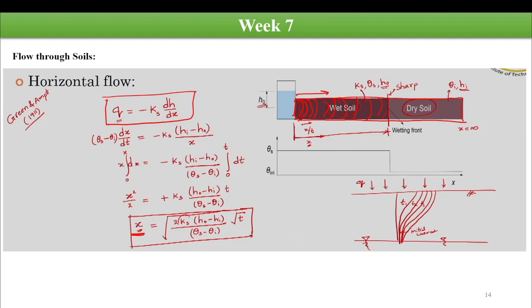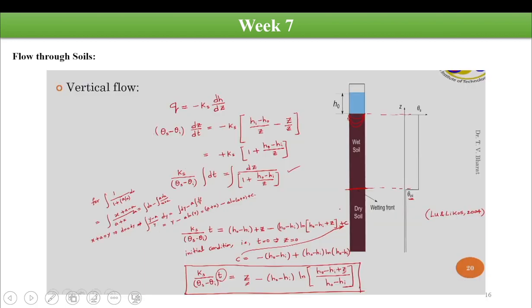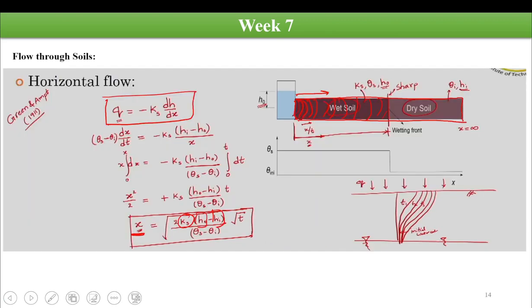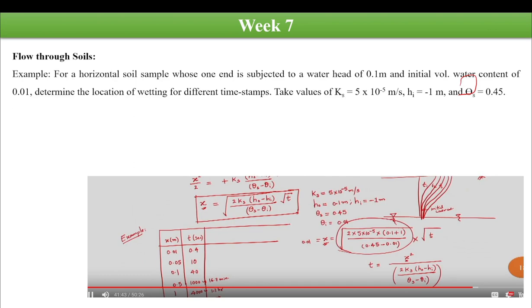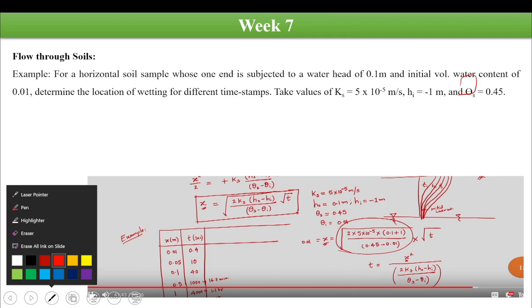In terms of the saturated hydraulic conductivity, H naught, the head maintained at this point, Hi, the head at this point, the time, and the volumetric water content values. To understand this concept, we will solve one numerical on the position of the wetting front, and then we'll see how this position is calculated. Let me first erase this and go to the pen.